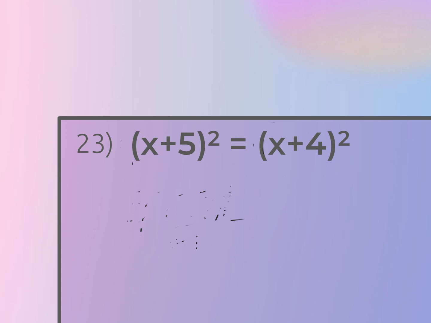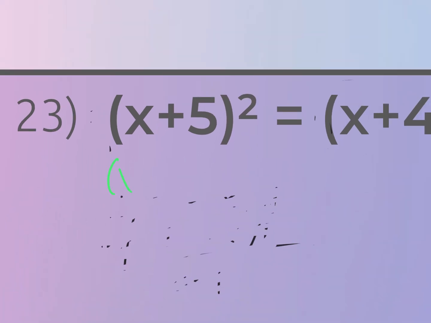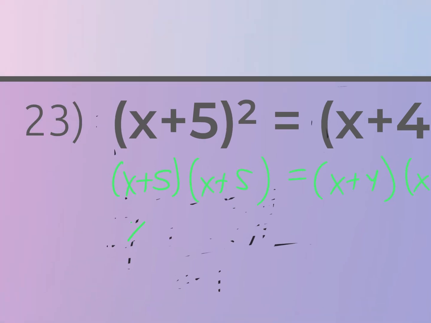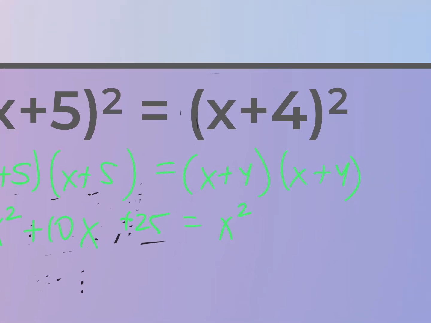Sorry. Okay, so when we FOIL this out, on the left-hand side, we're going to have x plus 5 times x plus 5. On the right-hand side, we're going to have x plus 4 and x plus 4. So we're going to multiply. X times x is x squared. 5x and 5x is going to give me 10x. And 5 times 5 is 25. On the right, we have x squared. 4x and 4x is going to give us 8x. And 4 times 4 is going to give us 16.